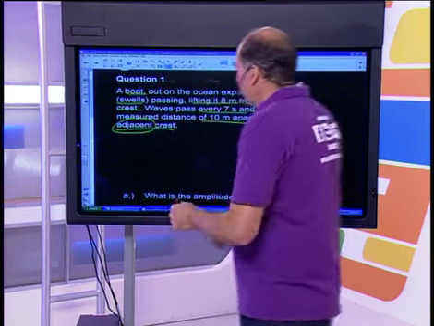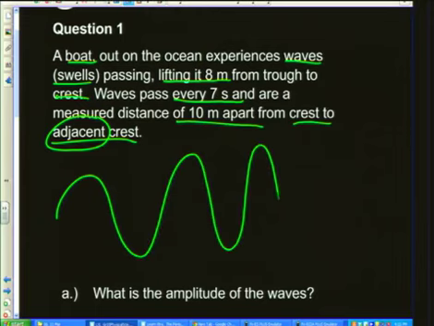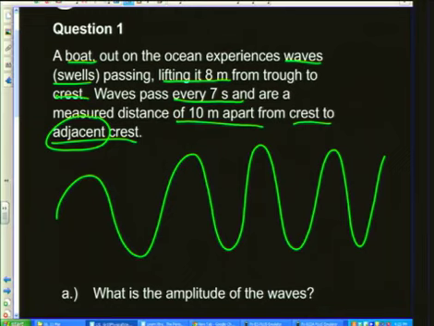I say the wrong number and think the wrong thing. So what I'm going to do is draw a picture just to make sure that I've got everything right. So I recognize I've got some crests and troughs. And what it tells me is, first of all, the distance from the trough at the bottom to the crest at the top. That's a distance of 8 meters. Now, the next thing it tells me is that the measured distance of 10 meters apart from crest to adjacent crest.